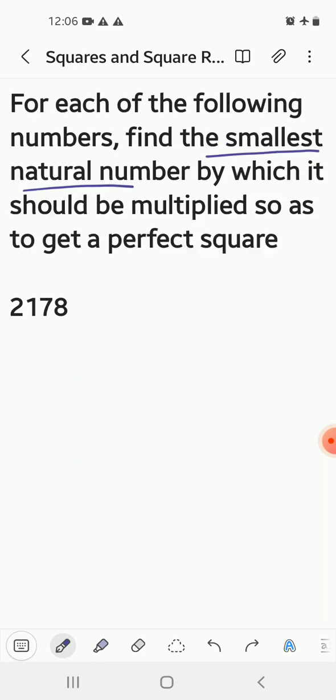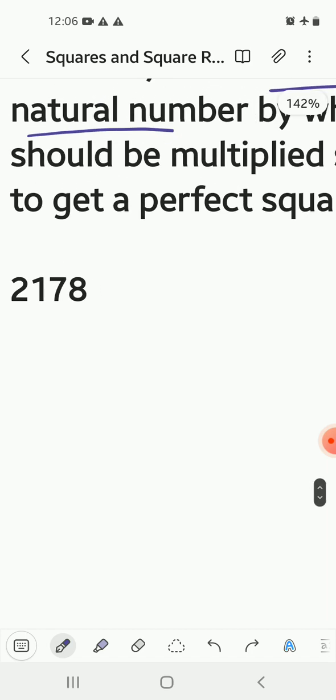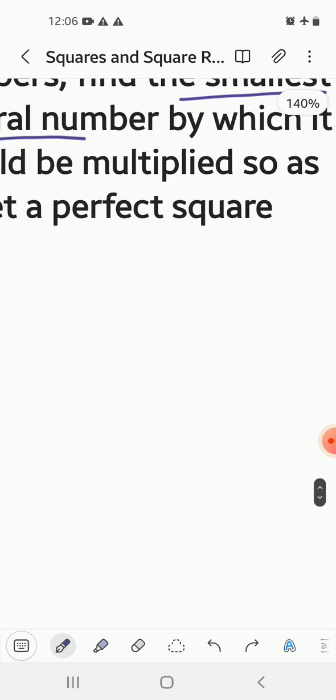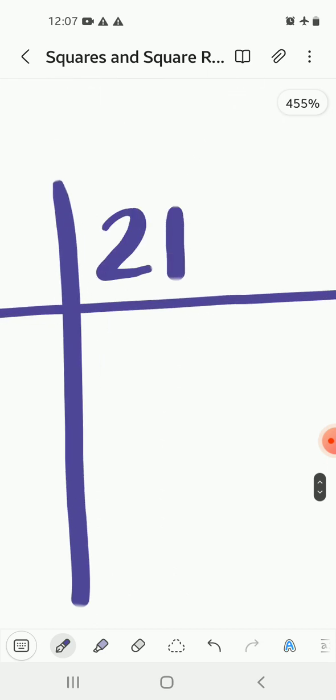Now the question says that we have to find a number with which we can multiply 2178 so that we get a number which is a square. So which means 2178 is not a square of any number. So the first step is to find the factors of 2178. So let's do it. 2178.